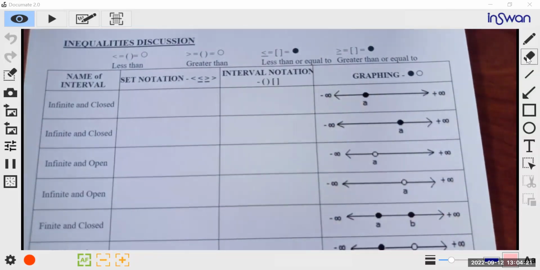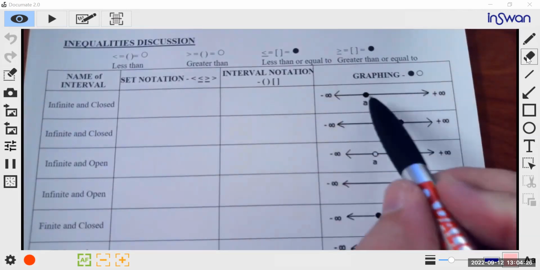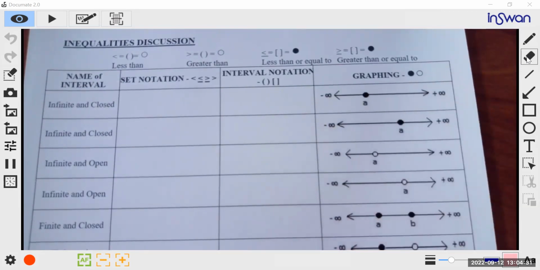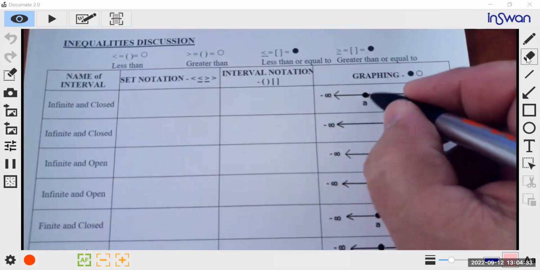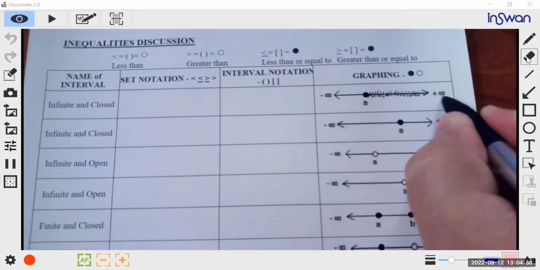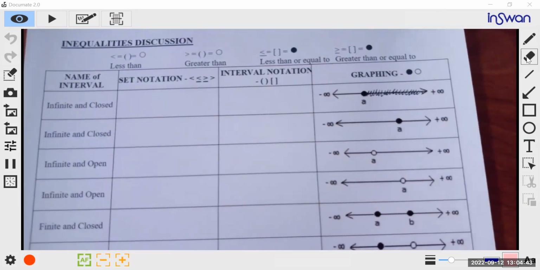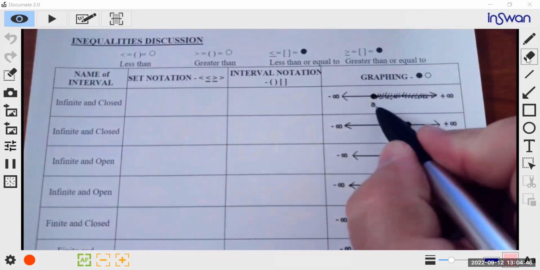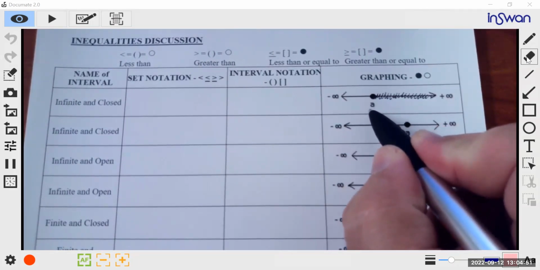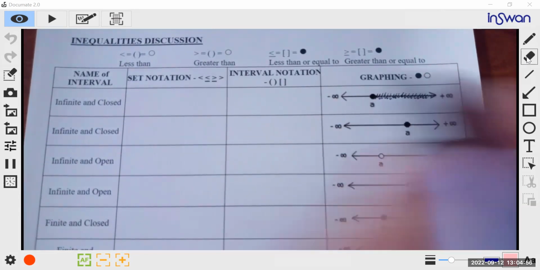Graphs are always the easiest to interpret. Now, a solid dot means the number is included. What if I'm shading this region? It's going to go from A all the way to positive infinity. So let's say A is 4. What this is saying is, starting at 4, give me all the numbers from 4 to infinity. That's what that's saying. Now, how do we use it?